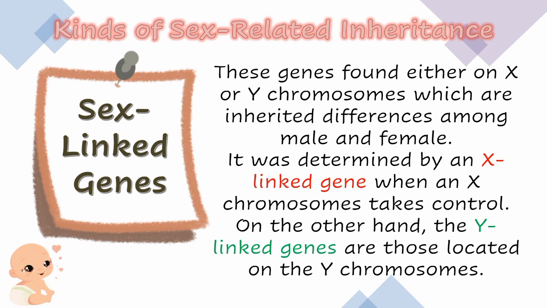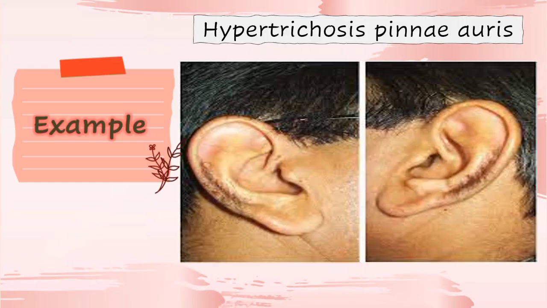For example, we have hypertrichosis spinalis, a Y-linked trait controlled by a Y chromosome and characterized by hairy ears, which are expressed in males alone. So this human condition can be inherited from a father who has the disorder and will pass to his son, who will pass it on to their son.